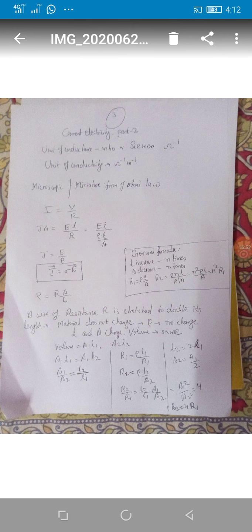Resistance will depend on the dimension and the material, and resistivity will depend only on the nature of the material. The resistivity can only be changed when the material has been changed. Otherwise, it will remain the same if the temperature is constant. Then the numerical which we have discussed. Remember in this question the volume is not changing. We are not adding anything, student.